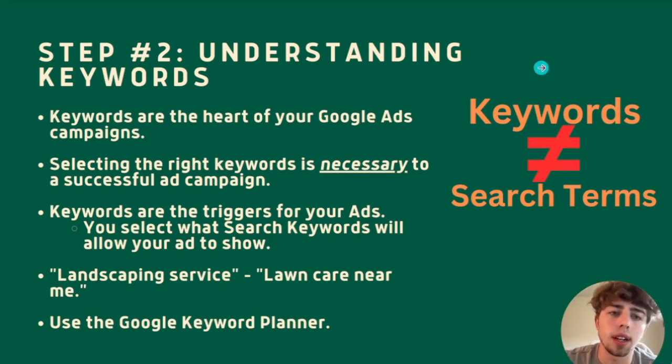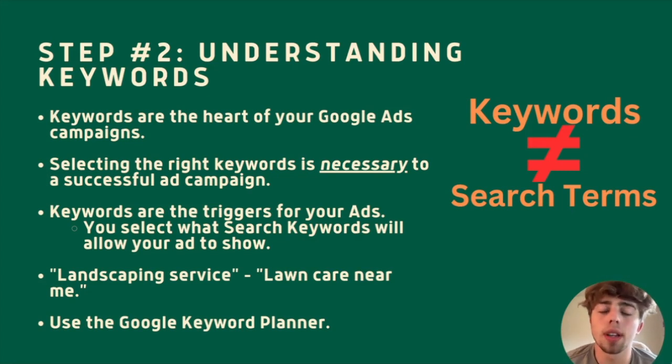Now on the right here, as you can see, it says keywords do not equal search terms. This is something that was very confusing for me when I first started, but it's important to understand the difference. Keywords are triggers that you put into your campaign that allow your ads to run when someone searches something similar or exactly equal to your keyword. A search term refers to the actual string or phrase that someone searches.